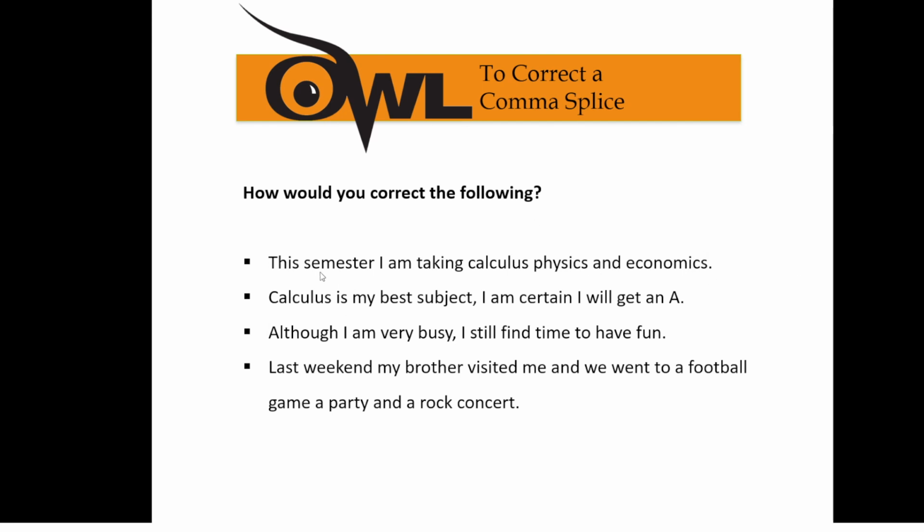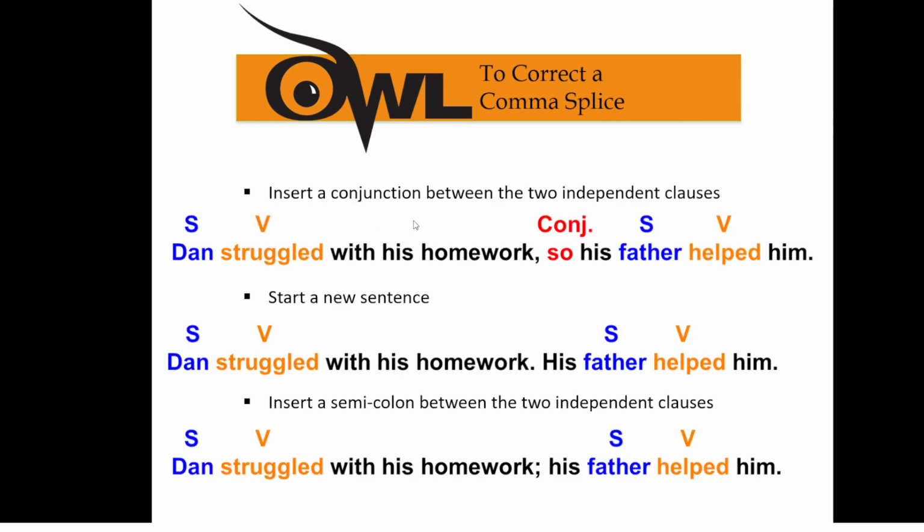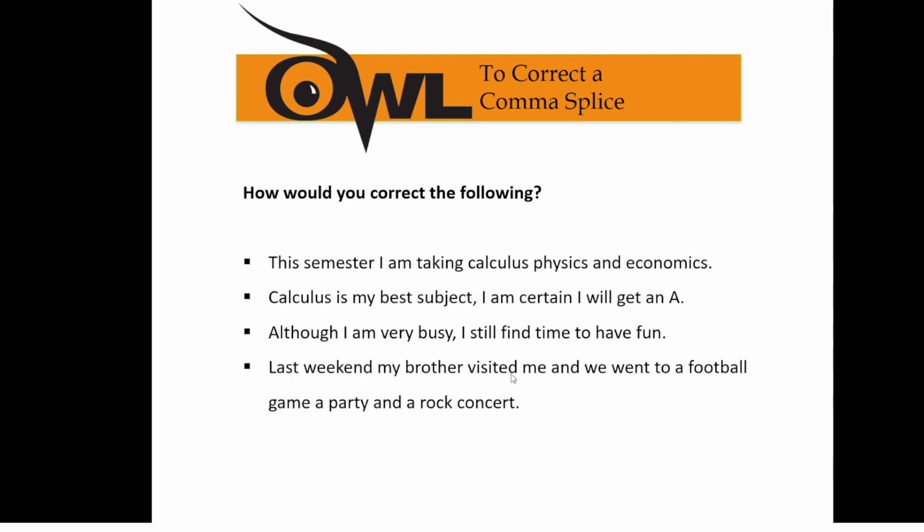Okay. Calculus is my best subject. I am certain I will get an A. So we have an independent clause, an independent clause. Oh, that's a classic comma splice. So we just go back here. What are our three options? We can pick a conjunction. We can start a new sentence, or we can use a semicolon right here.